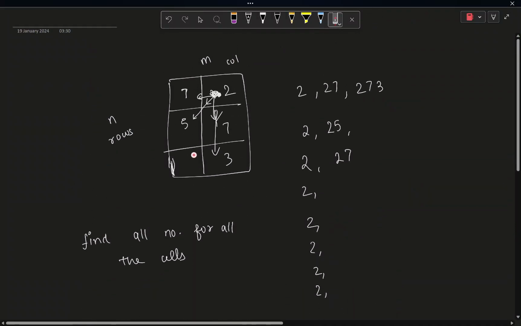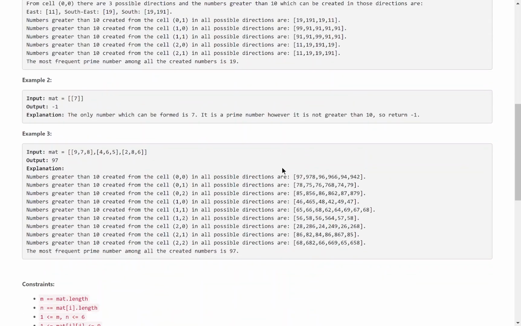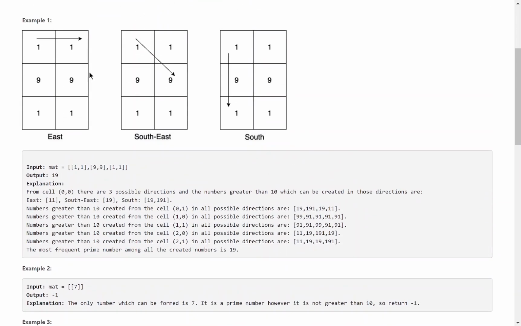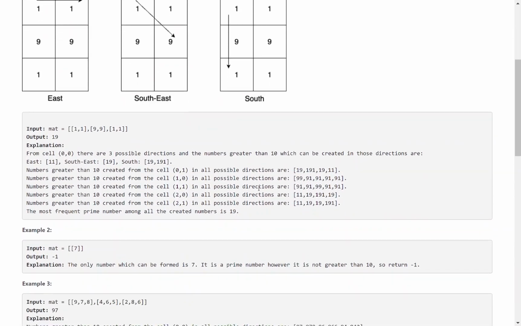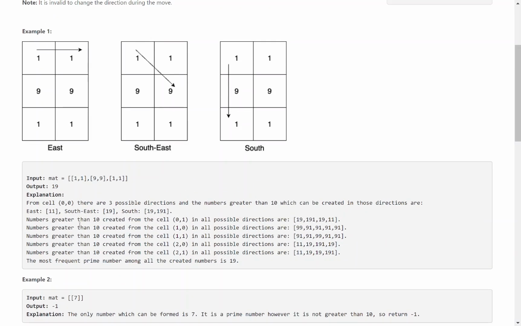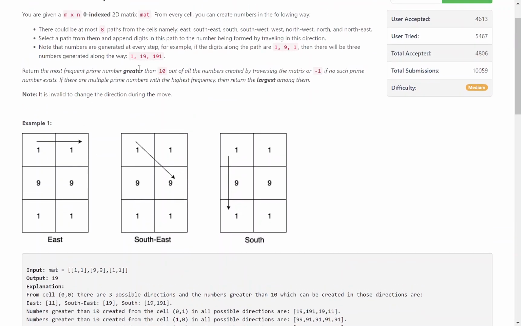So let us look at the constraints. You can look up the example also if you want, though I think it should already be clear. One more thing: we had this constraint that the number should be greater than 10. If the number was smaller than 10, in that case the problem would be quite messed up already.